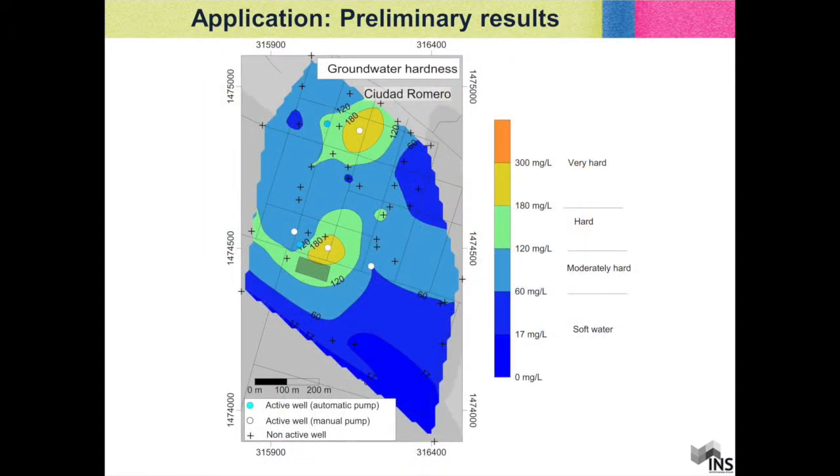This map of Ciudad Romero community, a community heavily affected by chronic kidney disease of non-traditional causes, as I told before, shows the distribution of water hardness in groundwater. This map was built using a digital elevation model layer and a contouring layer of distribution of water hardness. The water hardness contouring layer was obtained through the interpolation of the results of analyzing water samples obtained in domestic wells. In this map, a street layer was also added in order to facilitate data location. This example shows that groundwater in Ciudad Romero in general could be considered hard.